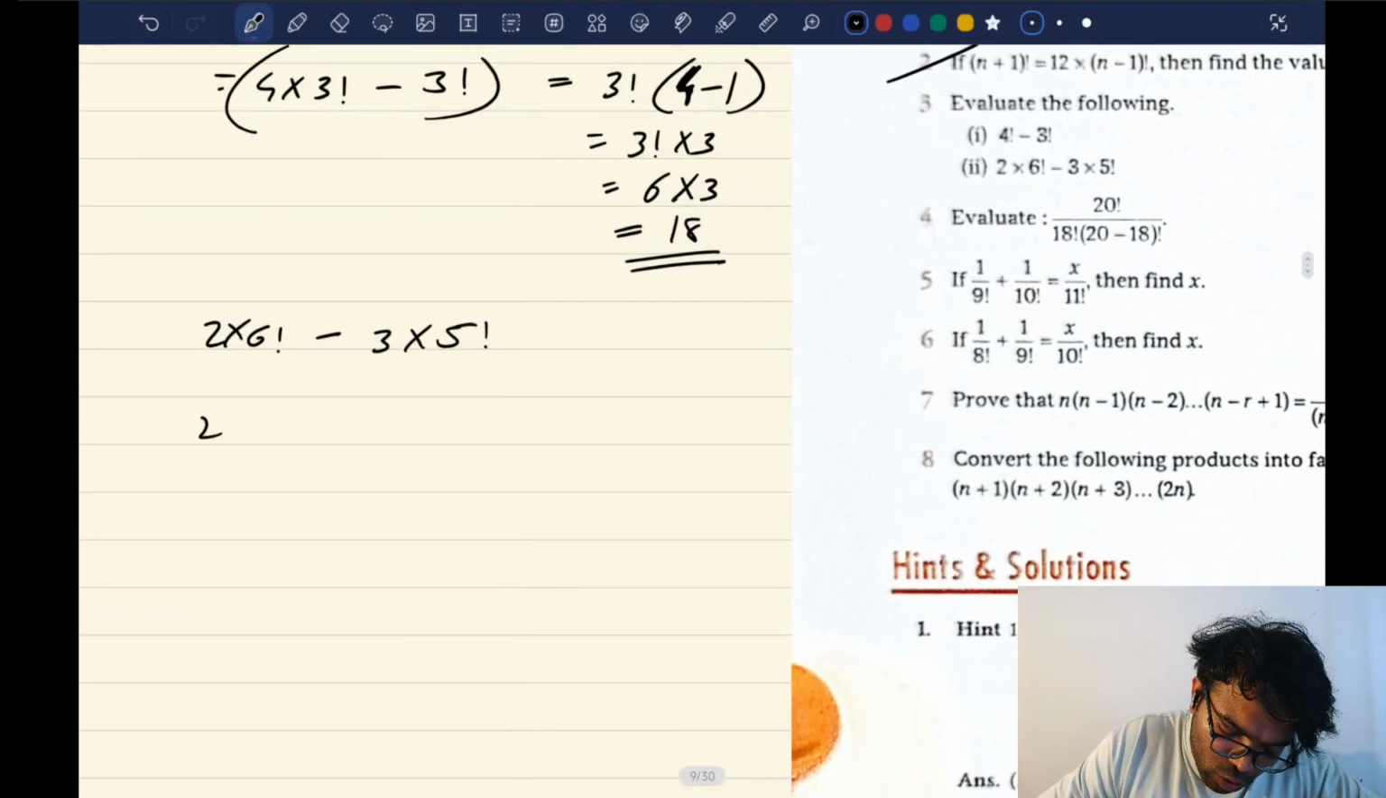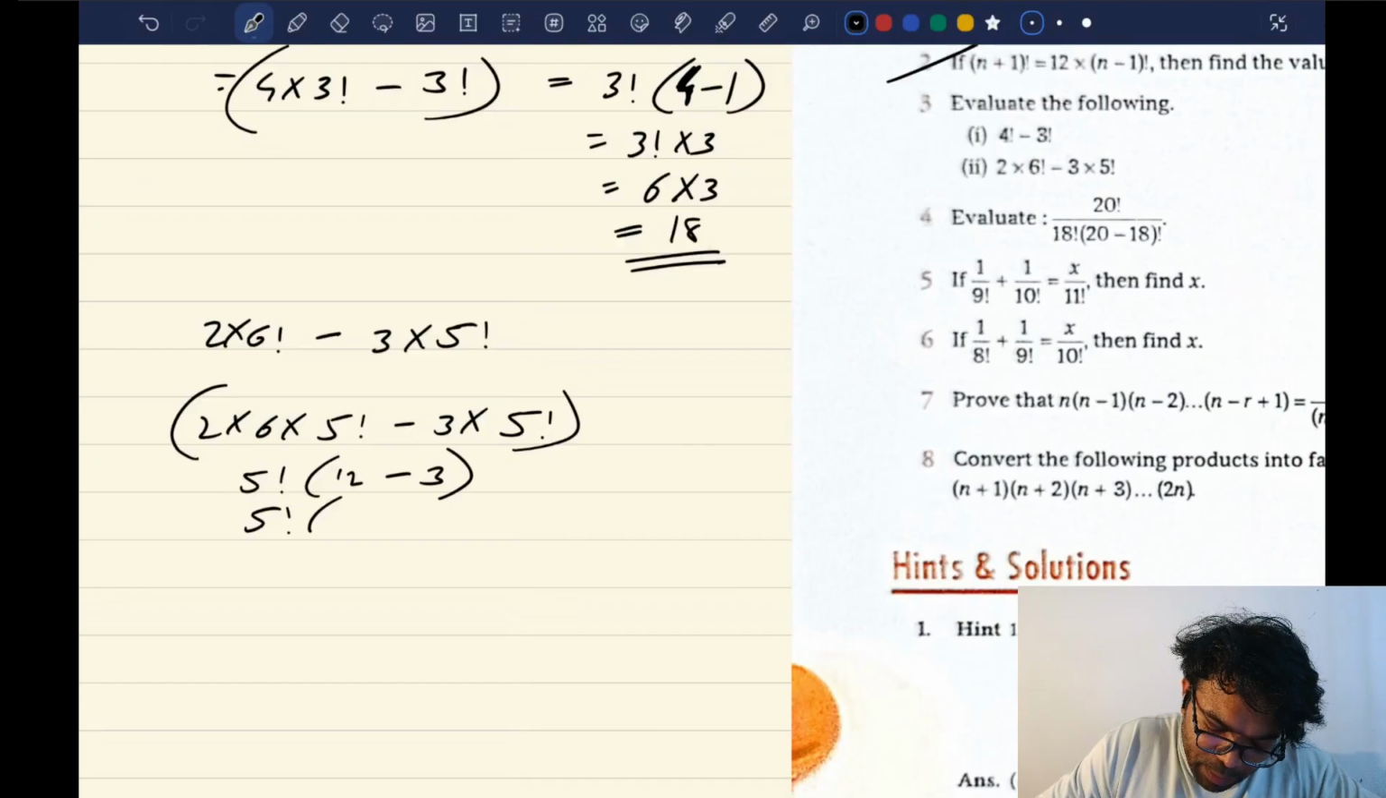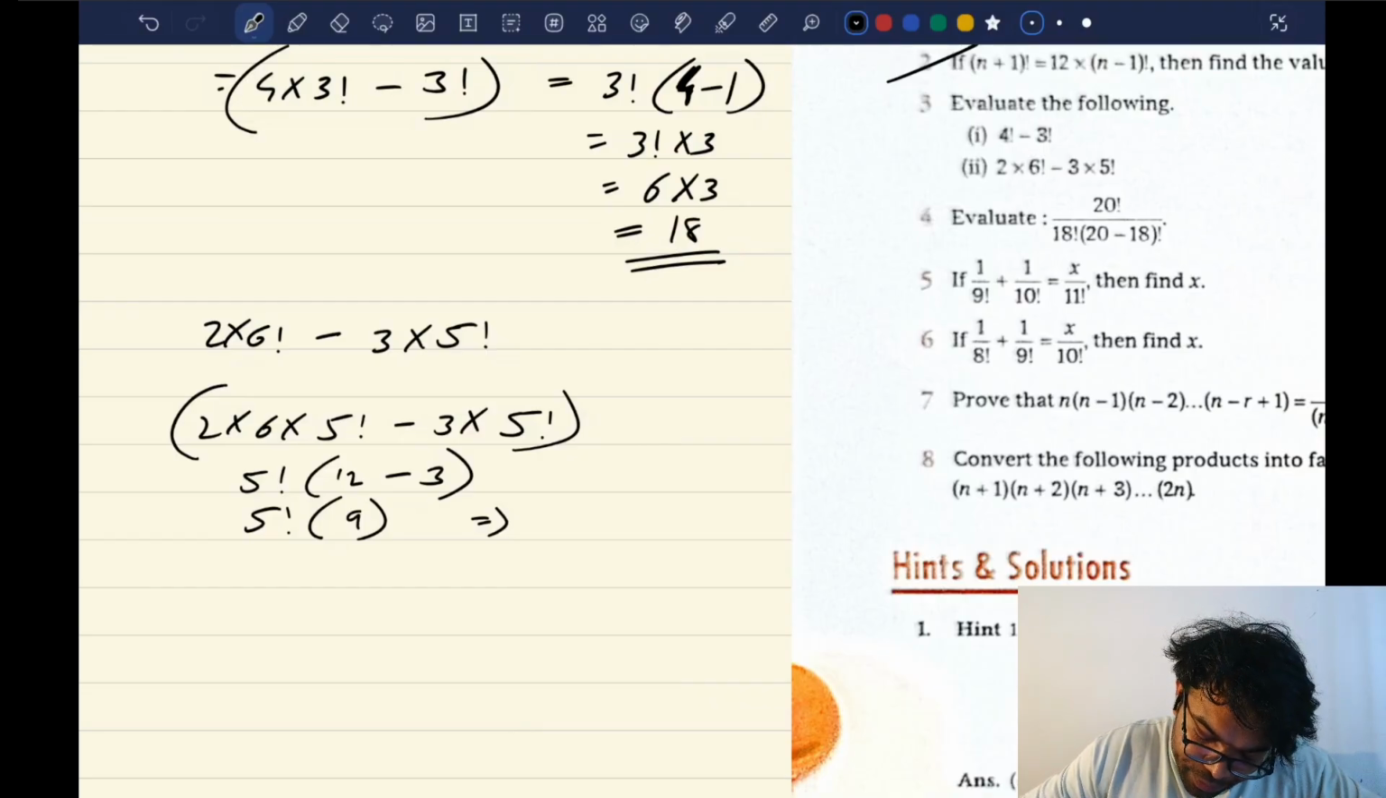2 multiplied by 6 factorial minus 3 multiplied by 5 factorial. So this can be written as 2 multiplied by 6 multiplied by 5 factorial minus 3 multiplied by 5 factorial. So you will get 5 factorial outside. 12 minus 3, 5 factorial multiplied by 9. What is 5 factorial? 5 into 4 is 20, 20 into 3 is 60, 60 into 2 is 120.